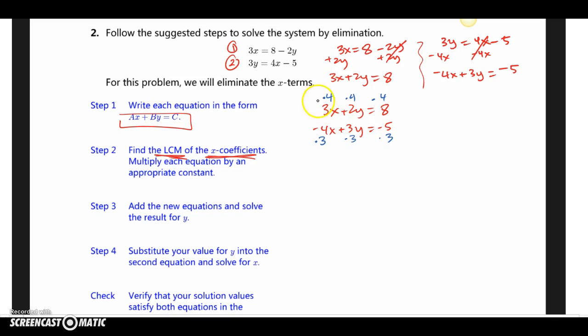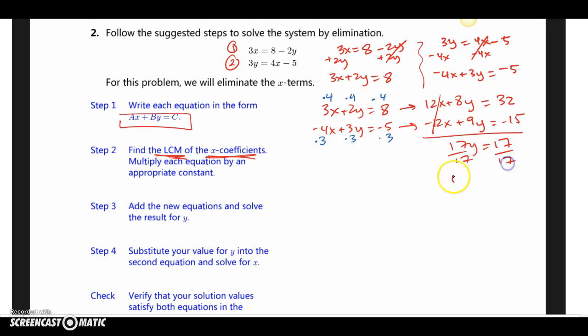So again, my focus is how can I get a 12 for both of these since they have opposite signs anyway. When I multiply them through, x's go away and I get 17y equals 17. So nicely, y must be equal to 1. So we got this done, we got that done. We added the two new equations, we have the y value.